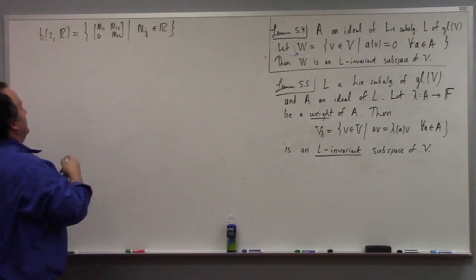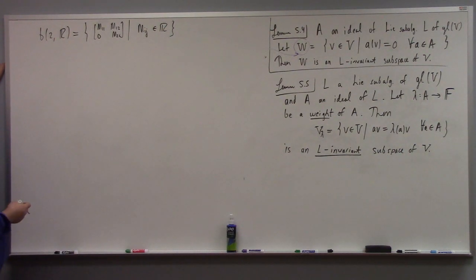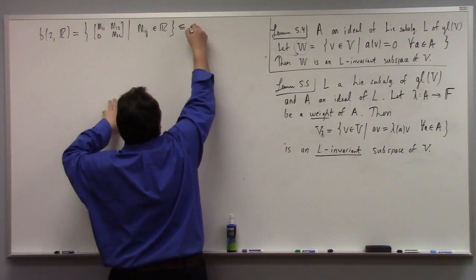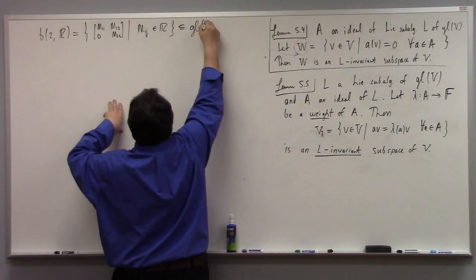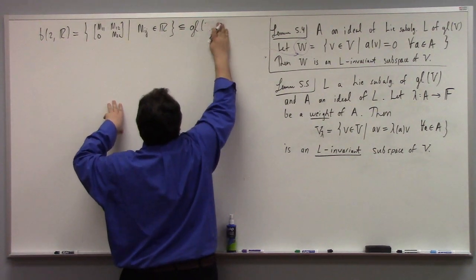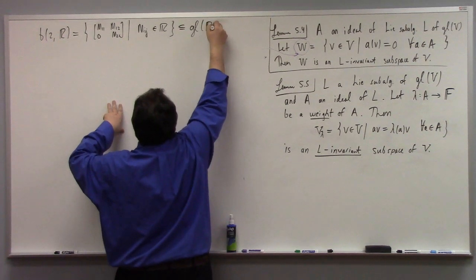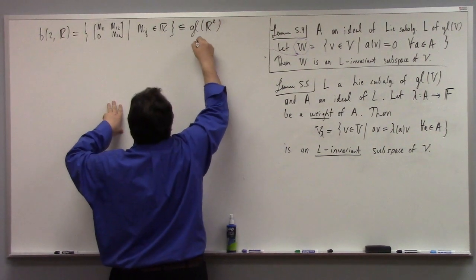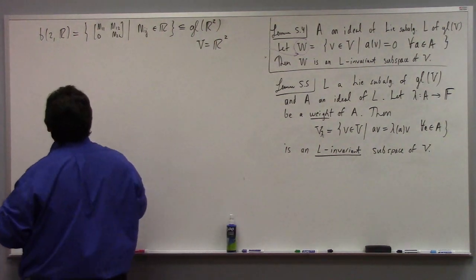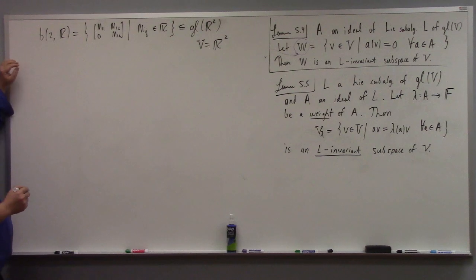I believe, and we'll look at these. We'll identify this as a subset of GL2R, okay? And more specifically, let me say it this way, GLR2. That's the notation. So my V is R2. Are we good so far? Yeah, V is R2.